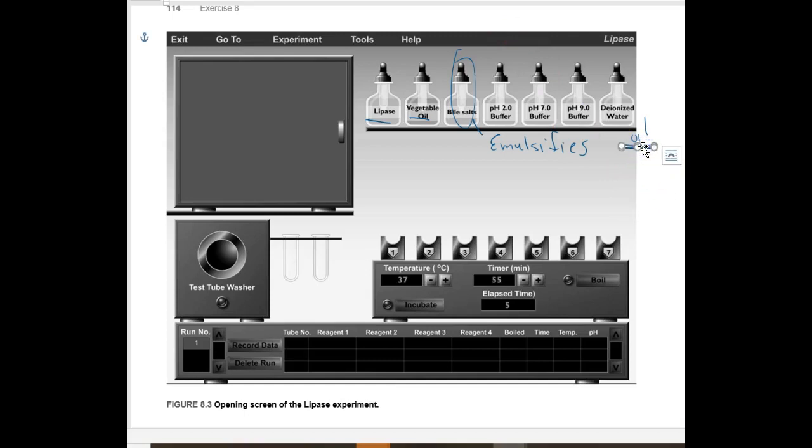Let me just delete those so it doesn't get too busy. All right, then, so to understand how this test works, you have to understand how lipids are digested and what a lipid is. So a lipid we sometimes draw like this.